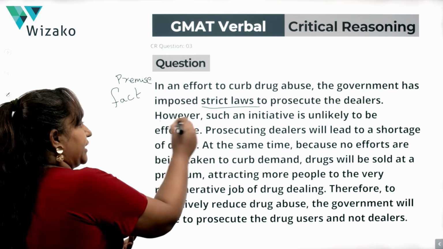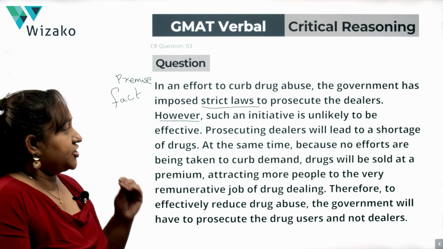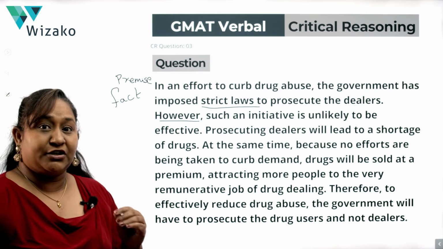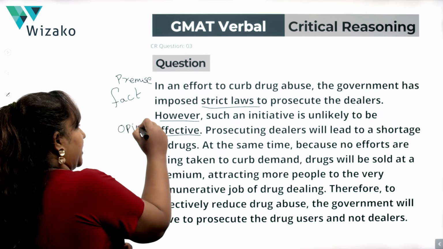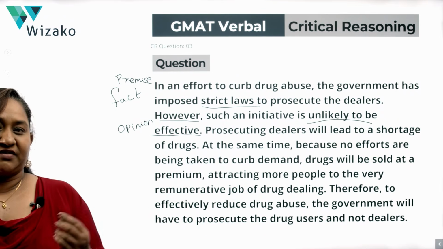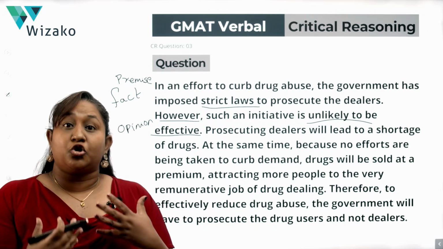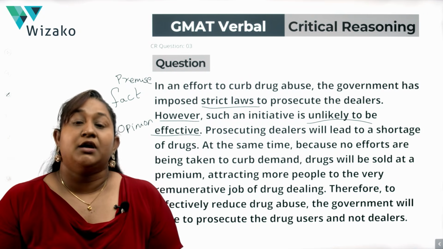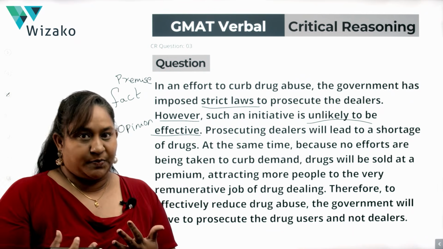However, so the however indicates that there is a change in track that's going to happen in the argument. Such an initiative is unlikely to be effective. So now this clearly is an opinion, right? When you say that something is unlikely to be effective, you're basically saying I don't think this is going to work, and that becomes your personal opinion on the topic. So now we have the author of this paragraph who has come forth with an opinion.